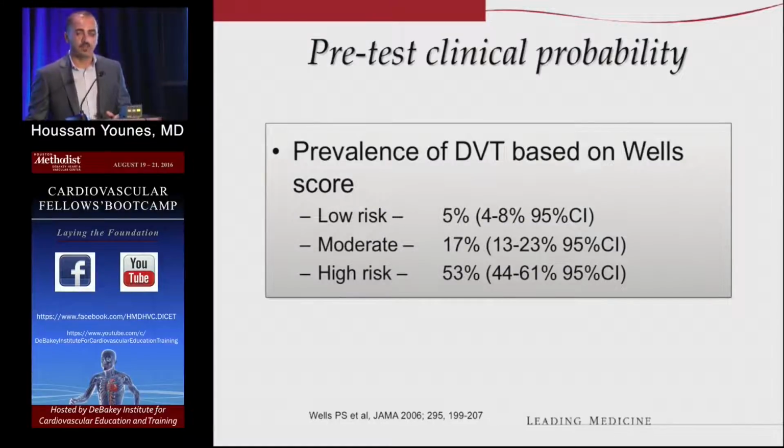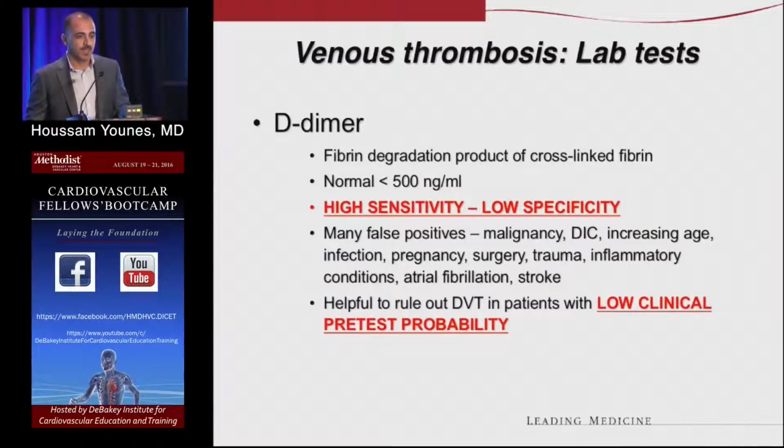If the patient gets a high score, above 3, there's a 53% chance of having DVT. Low risk is about 5%. And we'll see how that helps us in a little bit.